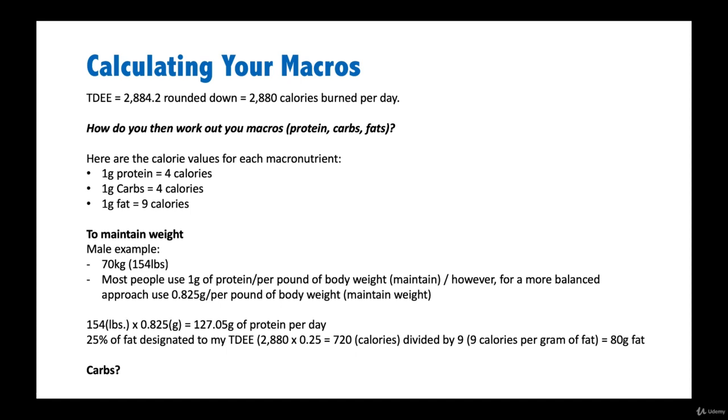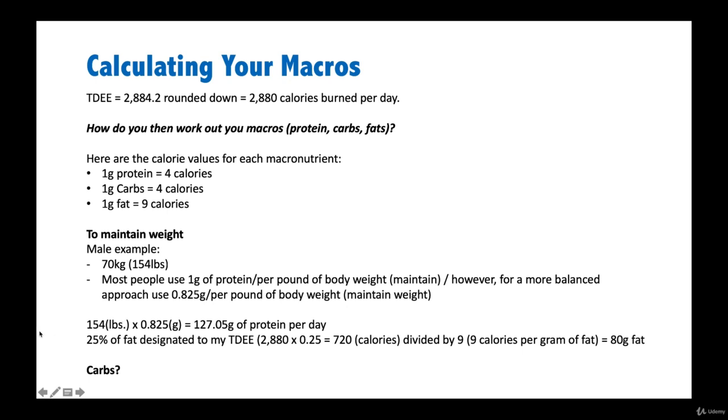And then to find out how many grams that is, we divide 720 calories by 9, because 9 calories is 1 gram of fat. So how many 9s go into 720 will give us the amount of grams of fat he should be having per day. So 720 divided by 9 equals 80 grams of fat. So far this guy should be having 127.05 grams of protein per day and 80 grams of fat per day.